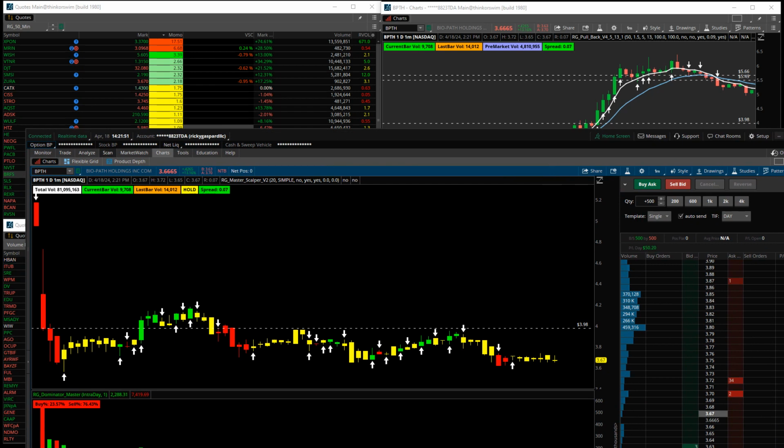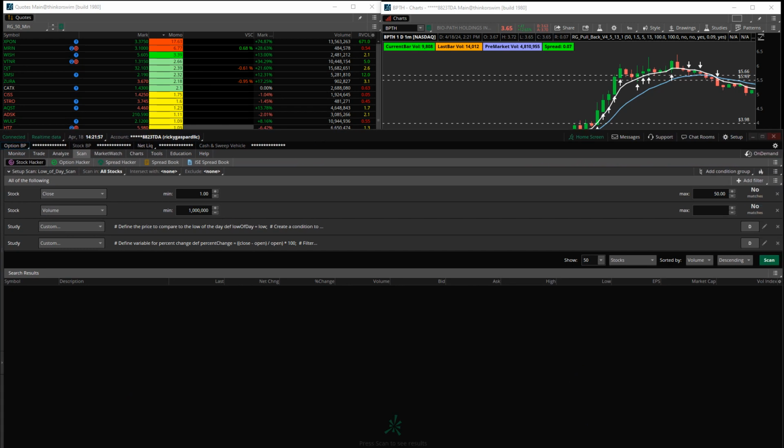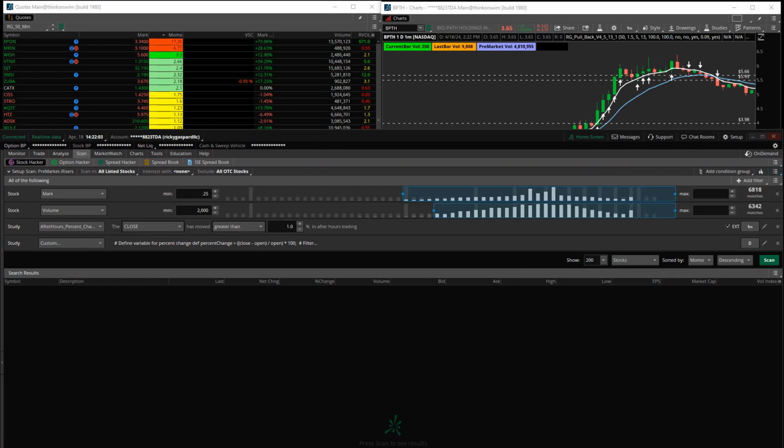So in your scan tab, let's just say you were building a scan. Let me get to the right one. Let me open up that pre-market scan. So you're going to set your price and your volume. And in pre-market, I leave my volume way down at 2,000 because I want to know right when they start moving. But to get this after hours percent change, you have to click this add filter.